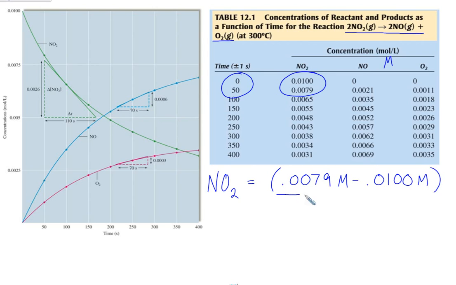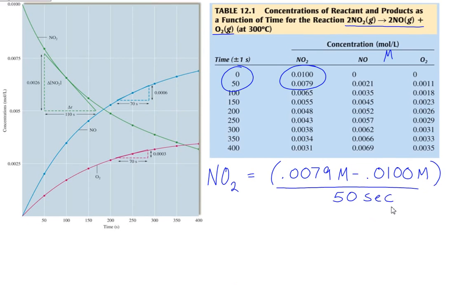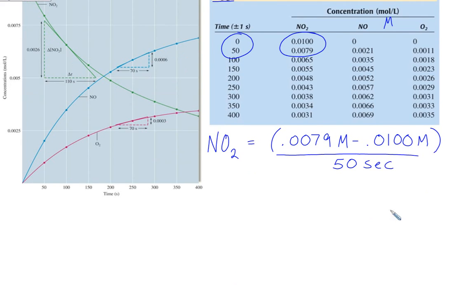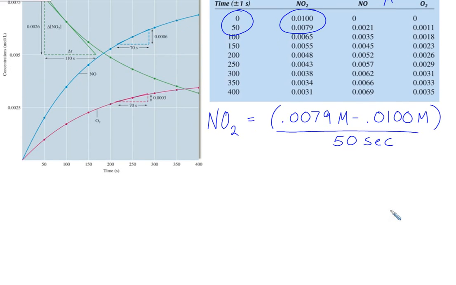Over time. The time's going to be 50 seconds. Excellent. Right away, notice that this is going to be negative, and that is okay. So we plug this in our calculator. We'll go a few sig figs. Let's say negative 4.2 times 10 to the negative 5th.